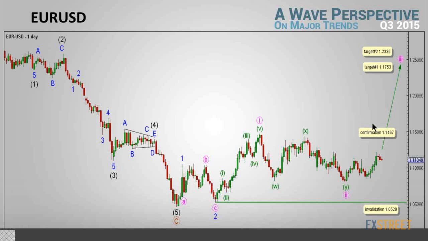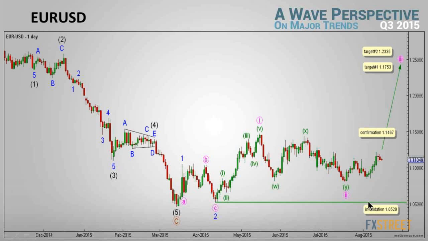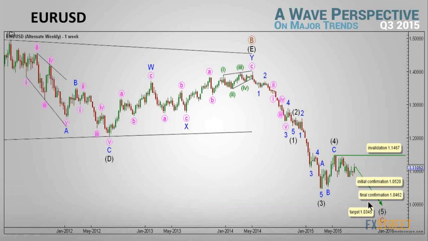It should be noted that once we have confirmation on the daily chart that wave 3 pink is unfolding toward the upside, the invalidation point will be moved to the end of wave 2 pink. If that invalidation point is reached, then we will automatically shift our focus to the alternate weekly count, which expects that primary wave C maroon has more to offer toward the downside.